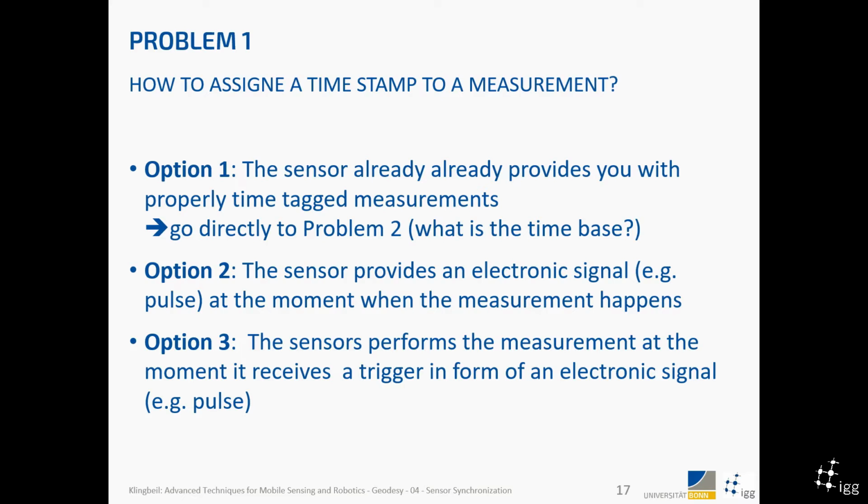And option 3, the sensor performs the measurement at the moment it receives a trigger in form of an electronic signal, like a pulse. So option 2 was it measures and gives you information about when that happens by a pulse, for example. Option 3 is you tell the sensor when it has to measure. So that means that you create a pulse at a time when you know what the timestamp is, and then you tell the sensor to do the measurement at exactly that time, right? So that would be option 3.